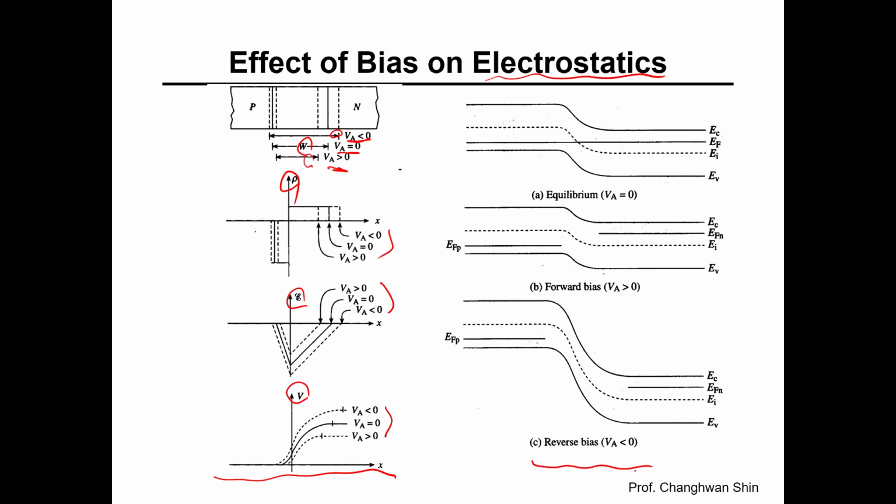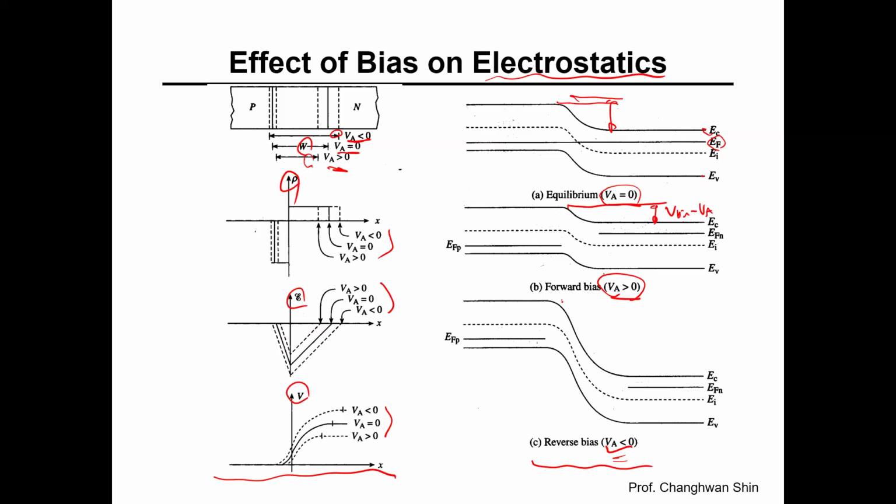On the right-hand side, we see the energy band diagrams for different bias conditions: VA, forward, and reverse. At equilibrium, the Fermi level aligns, and the conduction band and valence band bend to create the built-in potential barrier here. Under forward bias, the barrier height here decreases to VBI minus VA, making it easier for carriers to cross.